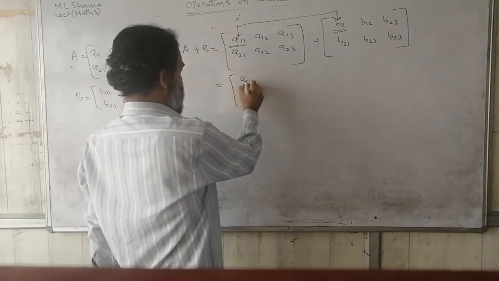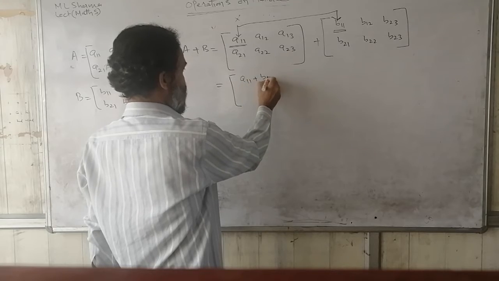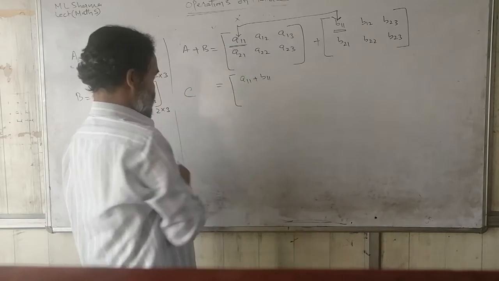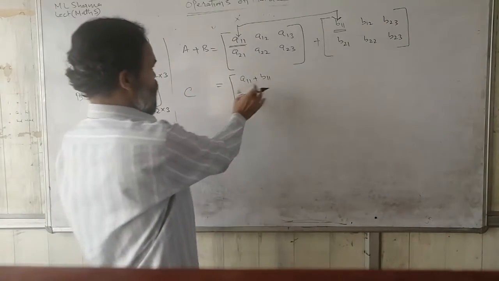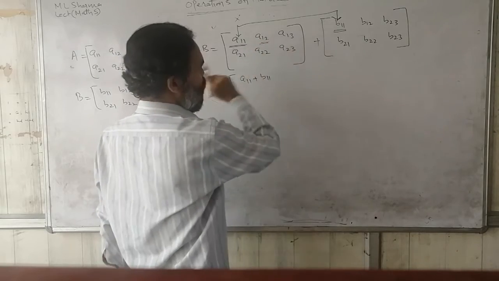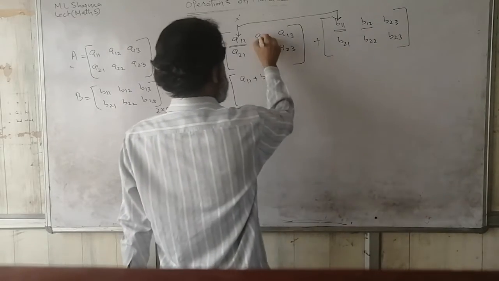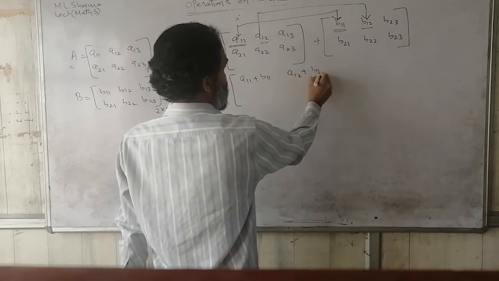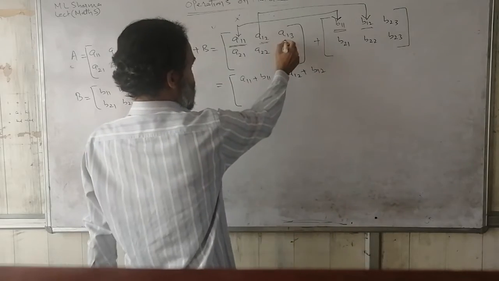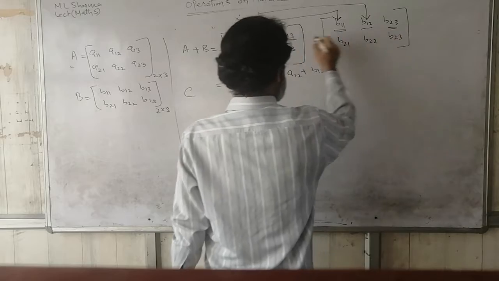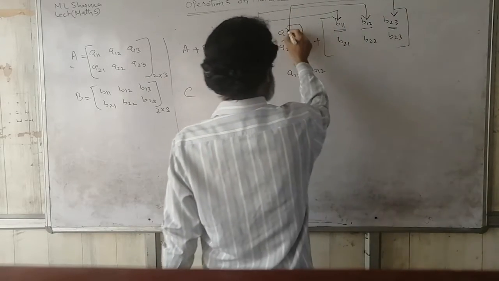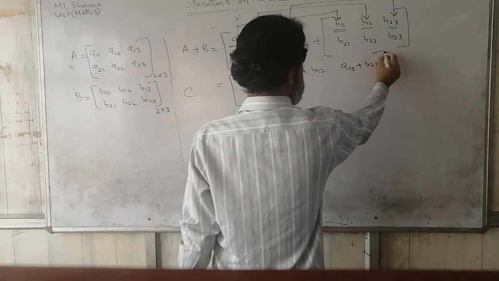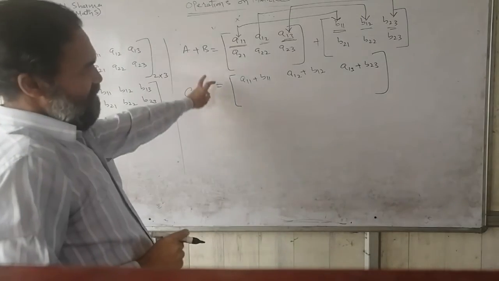A11 element in matrix A has the corresponding element B11. So I can write this as A11 plus B11. So this will be the first element of the third matrix, say C matrix. Then this A12, its corresponding element is this. So I can add this element A12 plus B12. Again, this third element has the corresponding element this. So I can write A13 plus B13. So this is how elements are added.